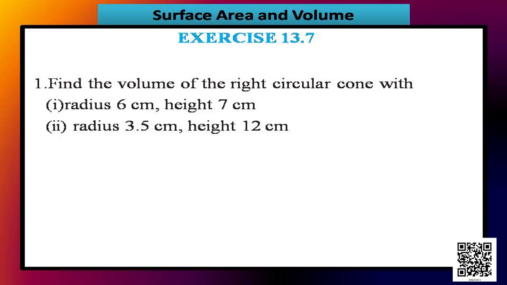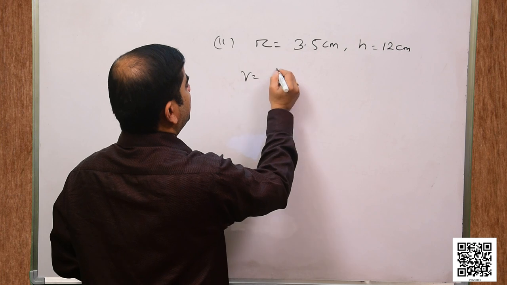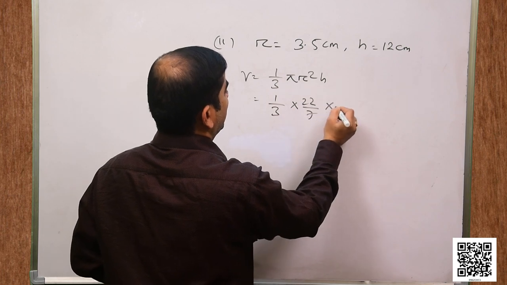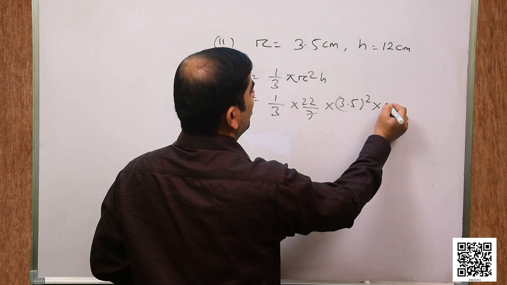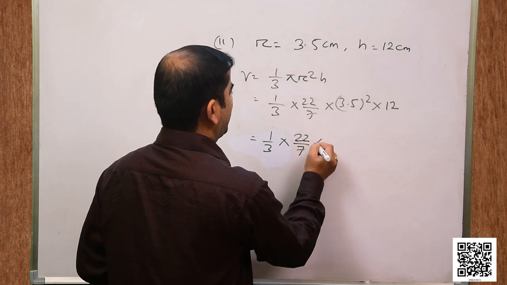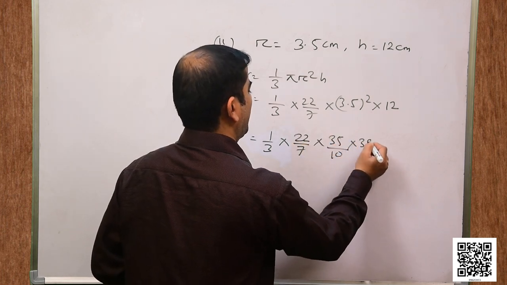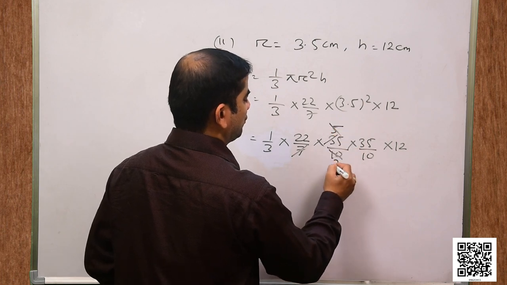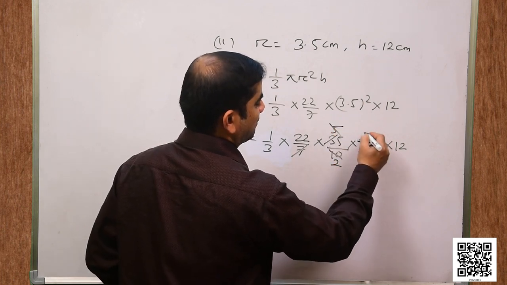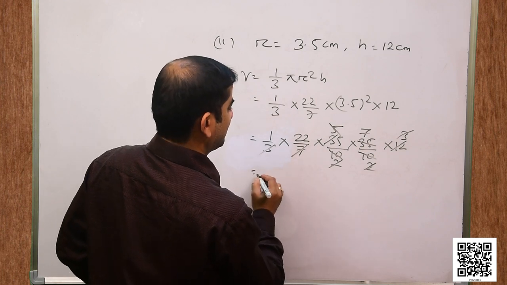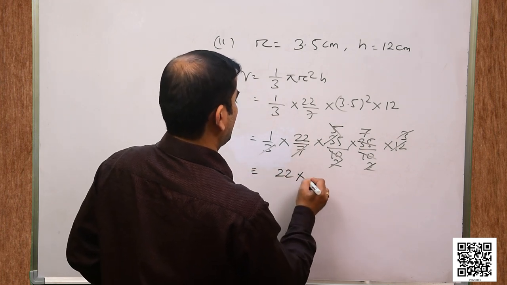Okay. For part 2, radius is 3.5 centimeter and height is 12 centimeter. So, volume is 1 by 3 pi r square h, that is 1 by 3 into 22 by 7 into 3.5 square into 12. So, students, this becomes 1 by 3 into 22 by 7 into 35 by 10 into 35 by 10 into 12. That means 7 into 22 into 7.